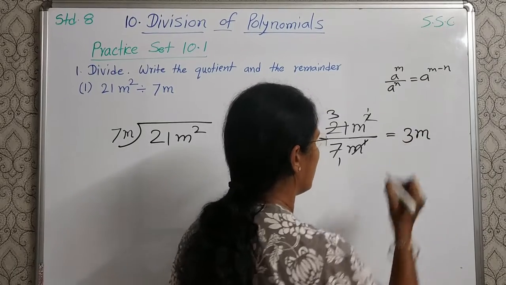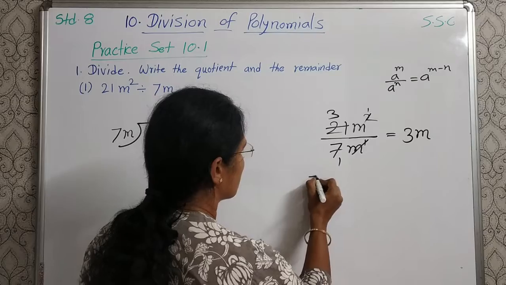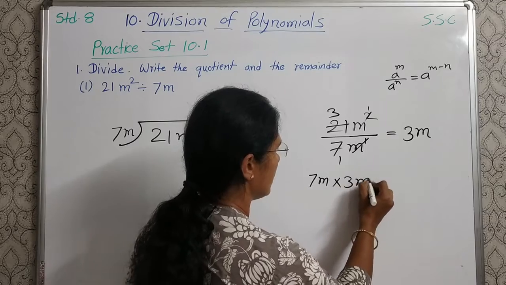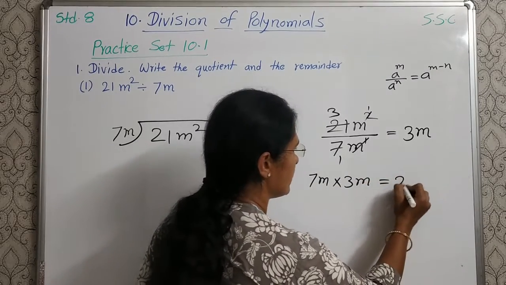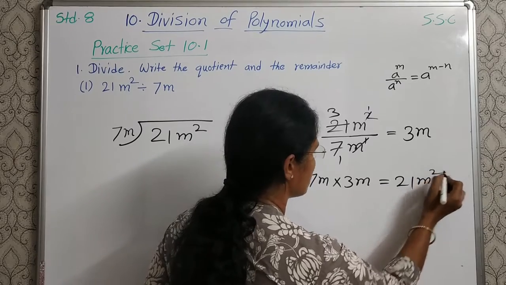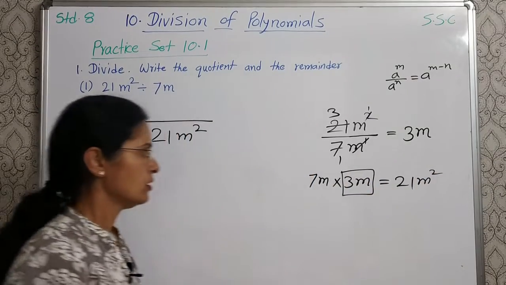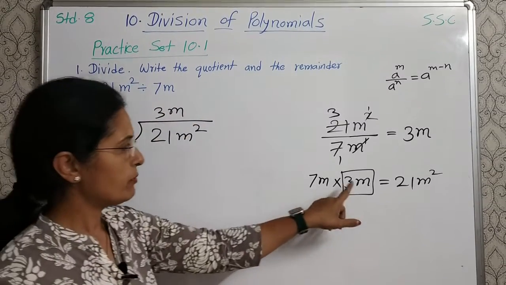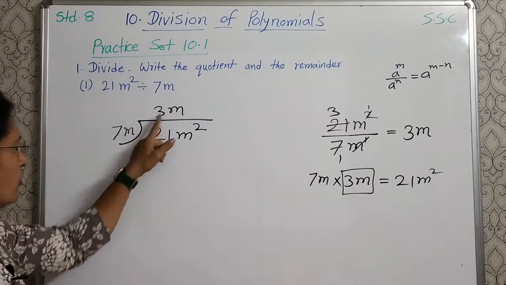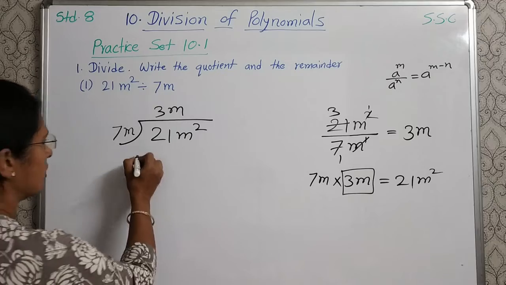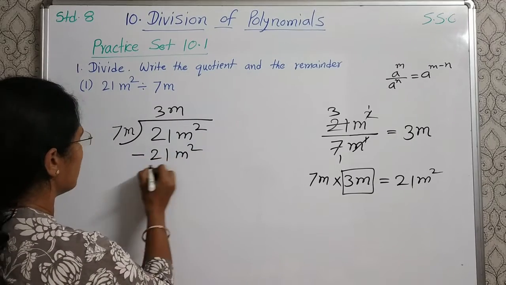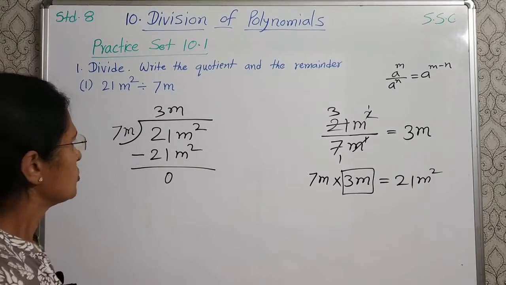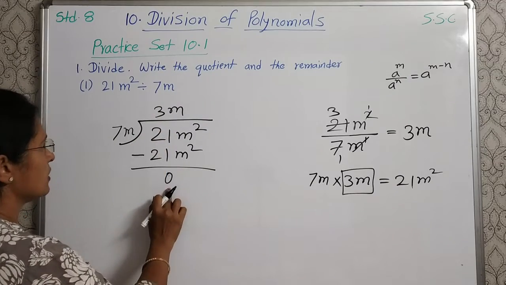The quotient is 3m. It means the divisor 7m multiplied by the quotient 3m will give the dividend. 7 threes are 21. m into m is m square. So this is the quotient. We write that quotient here, 3m. And we know that 7m into 3m is 21m square. So the multiplication of this we will write here and subtract it. So 21m square minus 21m square is 0. So here the quotient is 3m and the remainder is 0.